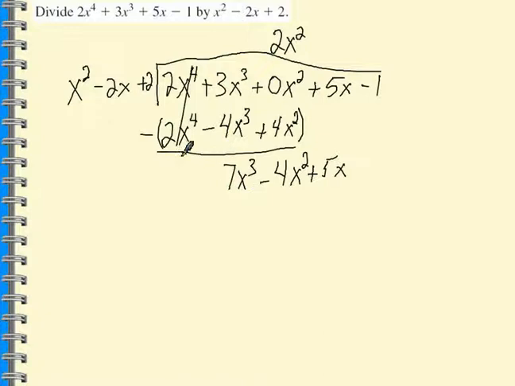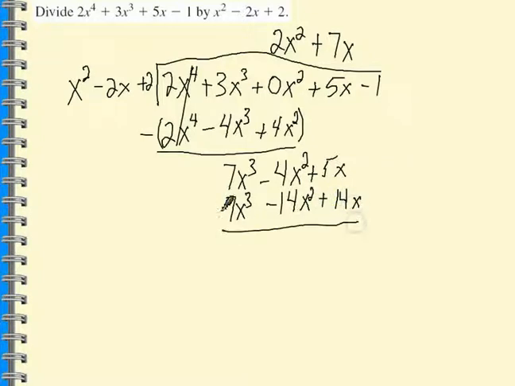Okay, so once again we ask ourselves, well, what do we have to multiply x squared by to get 7x cubed? Or if we take 7x cubed divided by x squared, what do we get? Well, that is a positive 7x, because 7x times x squared is 7x cubed. And then once we have that, we just continue and multiply by these other two terms. So this gives us a negative 14x squared, and this gives us a positive 14x. Okay, once again, we want to subtract this polynomial.